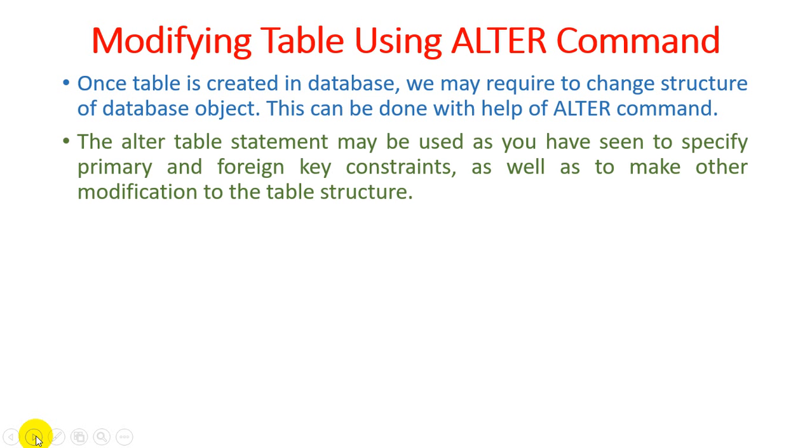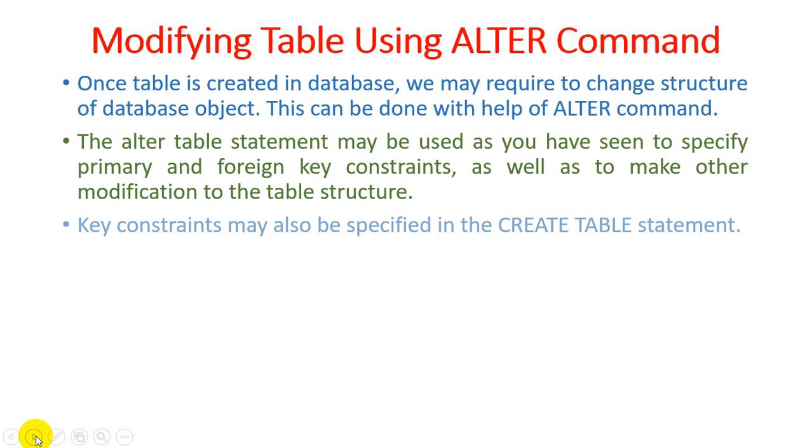The alter table statement may be used to specify a primary and a foreign key constraint. As previously we discussed primary key as well as reference key, it is also used to make other modifications to a table structure like column name, size of a particular column, different constraints, adding a new column, or removing some of the columns. It's all part of the alter command.